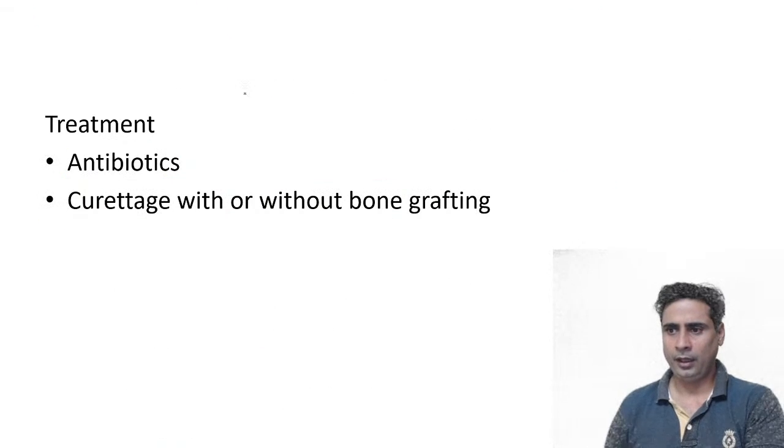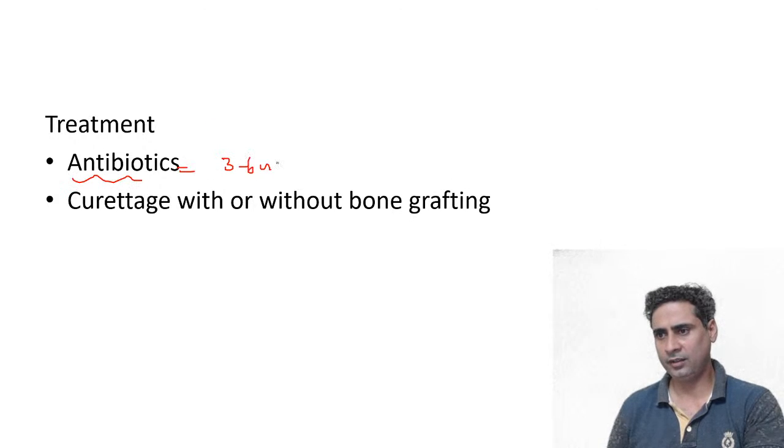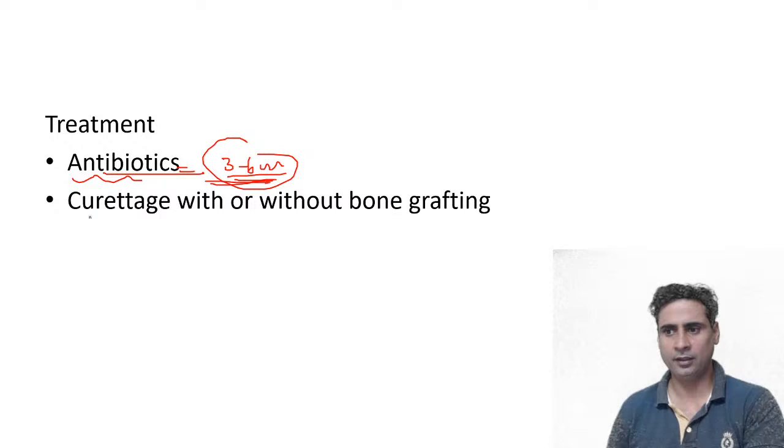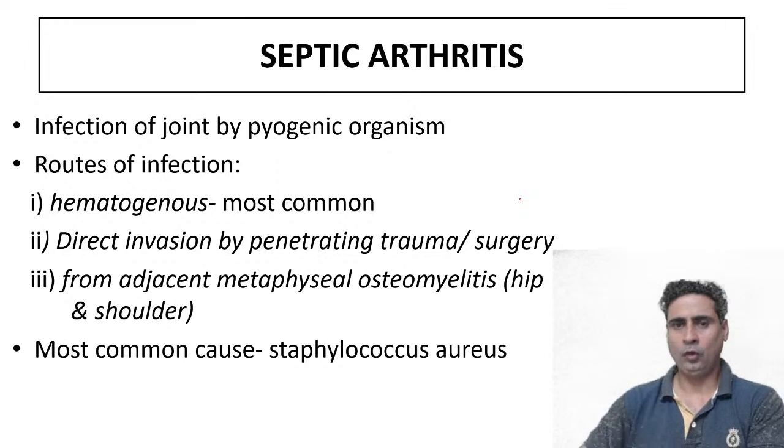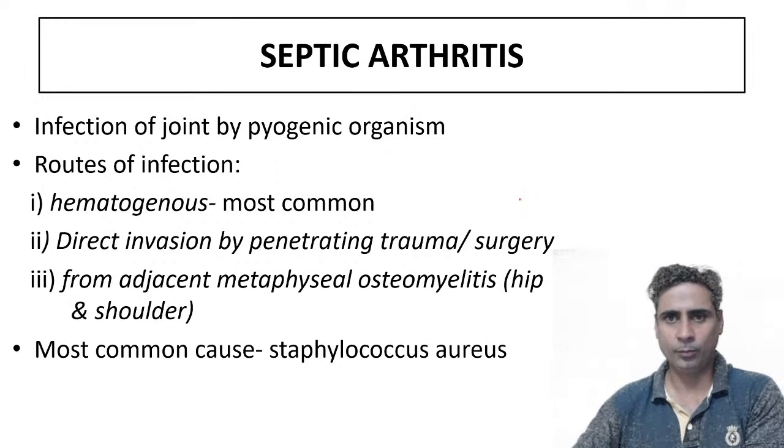Treatment will be antibiotics, trial for 3 to 6 weeks. Most of the patients will improve. If patient is not improving with just antibiotics within 3 to 6 weeks, curettage of the cavity with or without bone grafting depending on the size of the cavity is indicated. Okay. Now we have discussed pyogenic infections of bone.